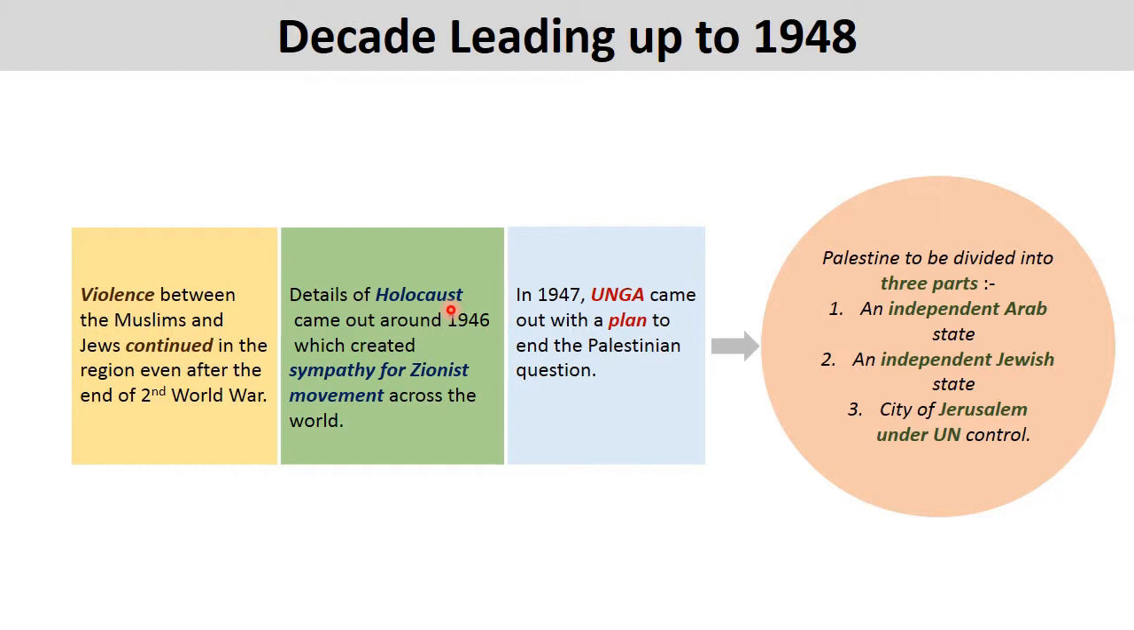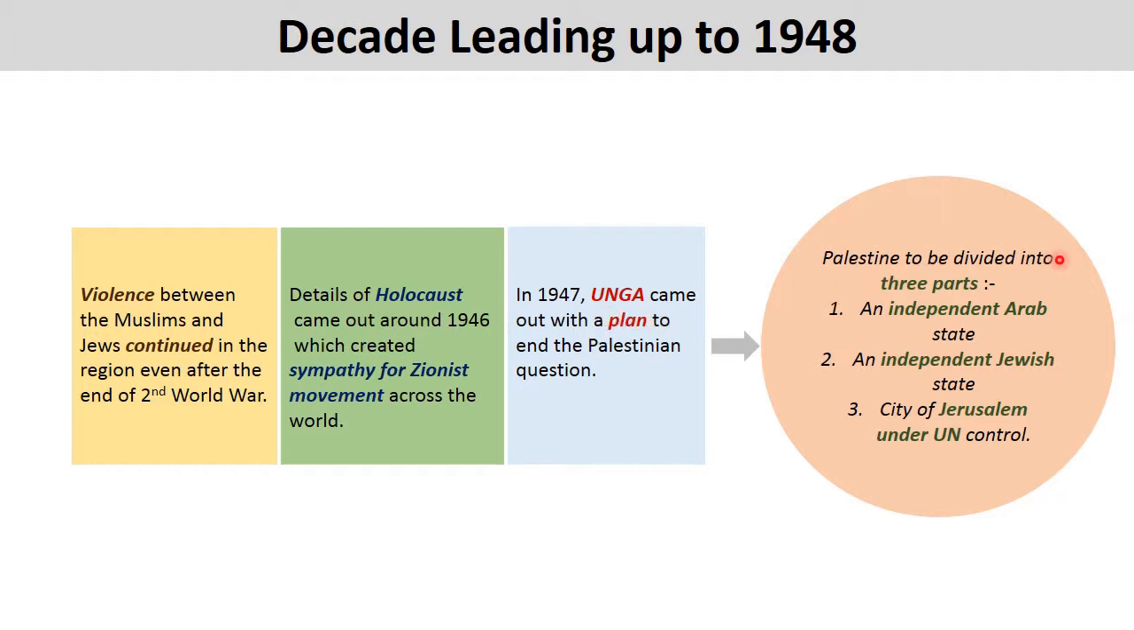Now, when this information surfaced, there was a huge wave of sympathy for the Zionist movement. Okay, of course, 6 million people of a single religion dying in Europe, people will sympathize with their cause. And due to this sympathy, the UN, which came up in 1945-46 after the end of the World War, decided to answer this Palestinian question and the question of a Jewish nation state. Okay, so the UN came with a partition plan.